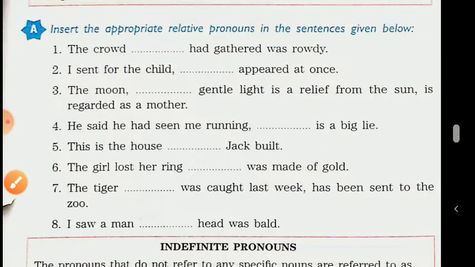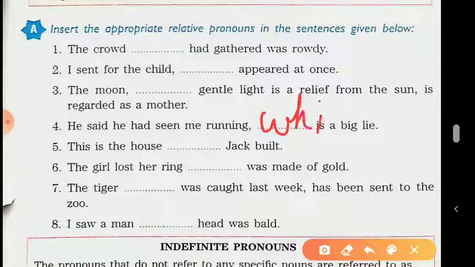Now the fourth one, he said he had seen me running. He said he had seen me running, which is a big lie. So here we'll be writing which. He said he had seen me running, which is a big lie.